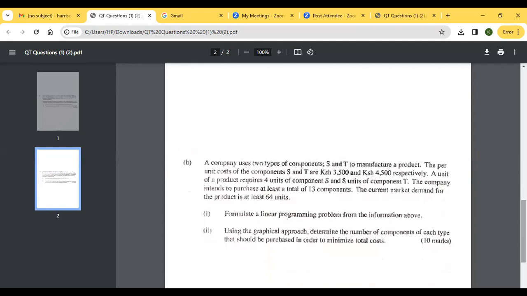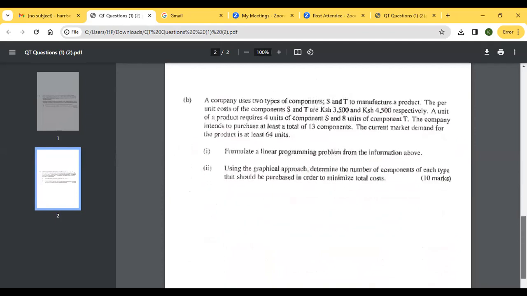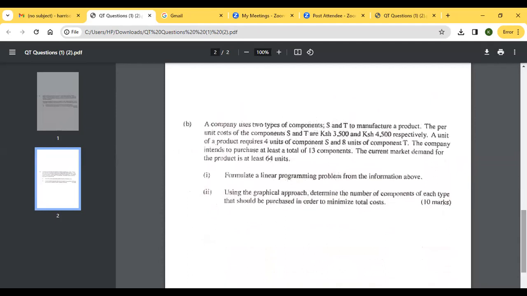Now, the second question: a company uses two types of components, S and T, to manufacture a product. The per unit cost of the components S and T are given respectively. A unit of a product requires 4 units of component S and 8 units of component T. The company intends to purchase at least 13 components. The current market demand for the product is at least 64 units. Formulate a linear programming problem from the above information. Using the graphical approach, determine the number of components of each type that should be purchased in order to minimize total cost.